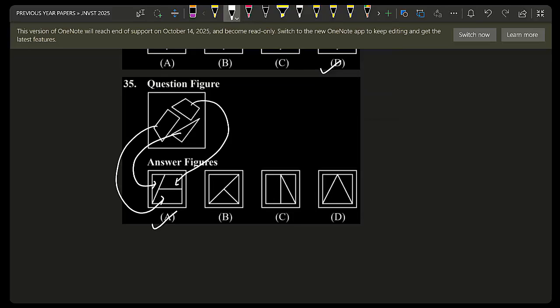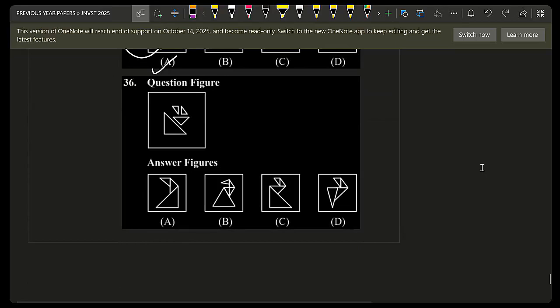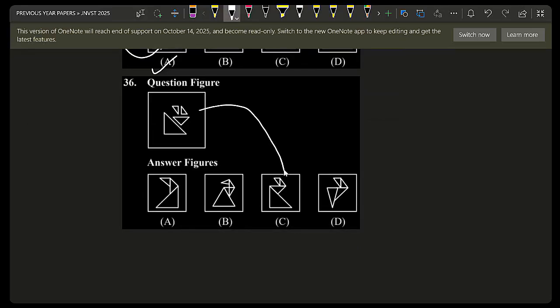36. Okay, 36th one. So take care of all the pieces. Clearly option C, all the pieces are available here, but in other options the pieces are not exactly repeated here. Option C is correct. Going to the last part in mental ability.